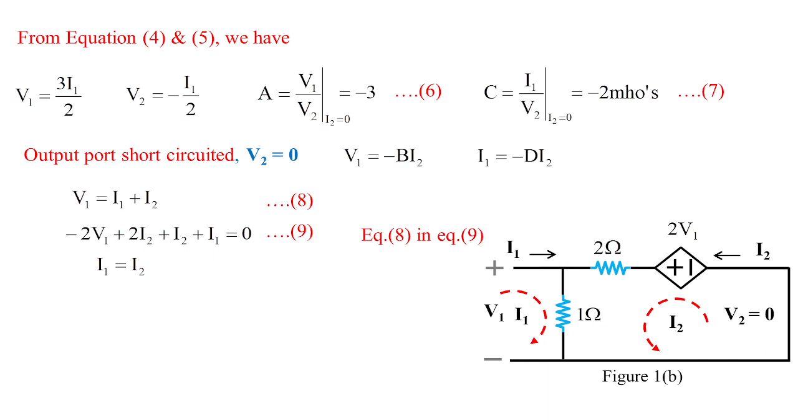Okay, when I1 is equivalent to I2, let me treat this equation as 10 and I'll replace I1 equivalent to I2 in equation 8 so that V1 will be equivalent to 2I1. In fact, V1 will be also equivalent to 2I2. Okay, so B is obtained as minus V1 by I2 at V2 equal to 0, whose value will be equivalent to minus 2 ohms.